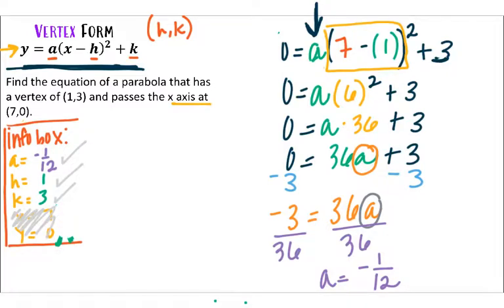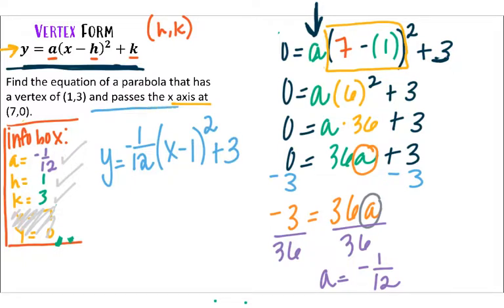And so now I'm going to take my information and put it back into the equation. So let's see what that looks like. We have y equals, instead of A, we figured out that was negative 1 over 12, parentheses, x minus, well, my H value is 1, squared, plus K, which is 3. And there you have the vertex form of the equation. Everything lines up with the information that they give you. And remember, vertex form has parentheses, so we are done.